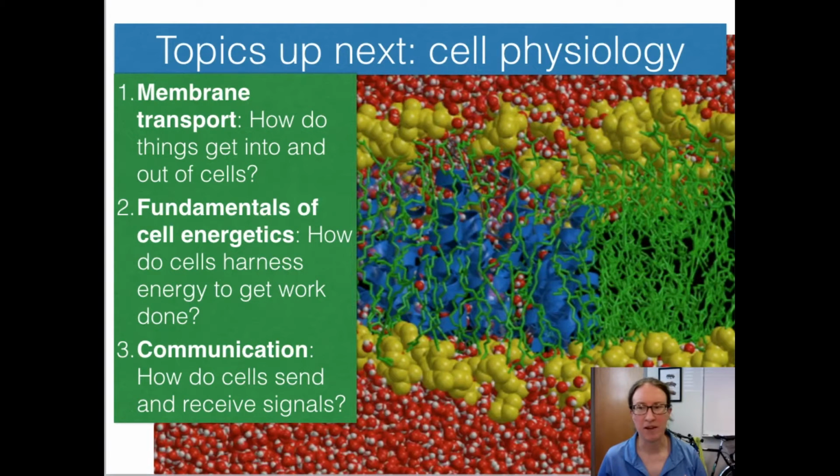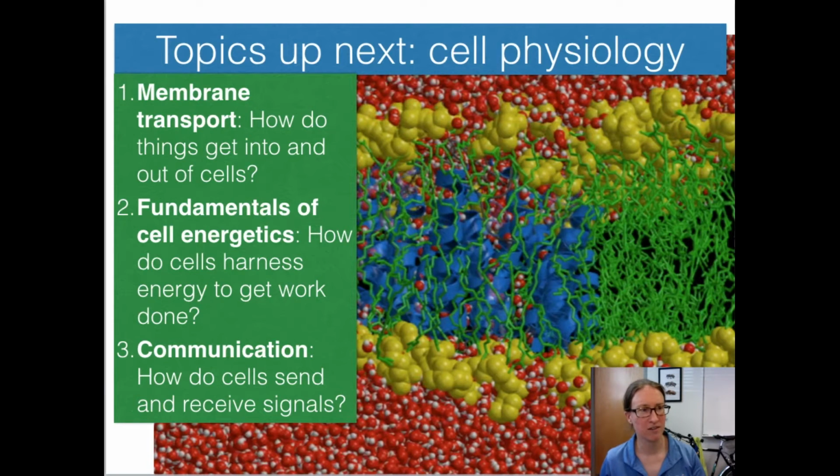Our second topic will be all about the fundamentals of cell energetics, examining how cells harvest energy to get work done. That part might start out feeling a little bit like chemistry and even physics again, but then there's going to be a biological twist. And then third, we'll explore how cells communicate with other cells, or in other words, how cells send and receive signals. And you'll start to see in this series how we're going to build on some of the biochemistry that we've learned so far, and we'll start applying that to living organisms.